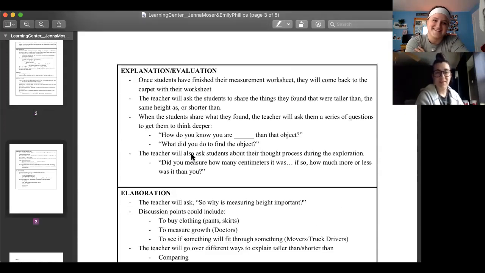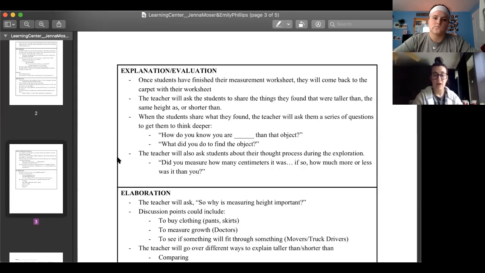All right, so then for the explanation and evaluation piece of the lesson, we said that once students have finished their measurement worksheet, they will come back to the carpet where we started the lesson and bring their worksheets with them. And then the students will have an opportunity to share the things that they found, the things that were shorter than, taller than, and the same height as them, so they can share that with their classmates. And then while they're sharing, the teacher will ask a few different questions to get the students to think deeper. For example, how do you know you are shorter than the object? Things like that.